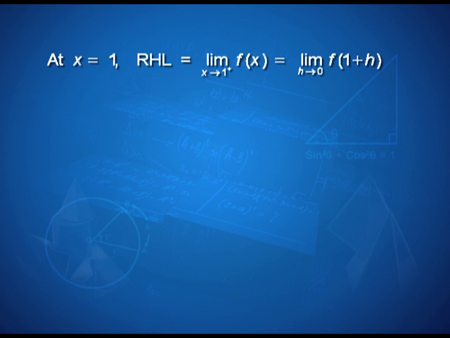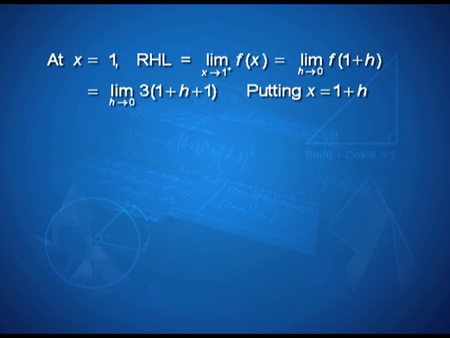Now at x = 1, right hand limit is equal to limit f(x) as x tends to 1 positive is equal to limit of f(1 + h) as h tends to 0 is equal to limit of 3(1 + h + 1) as h tends to 0 is equal to 3(1 + 0 + 1), that is equal to 6.